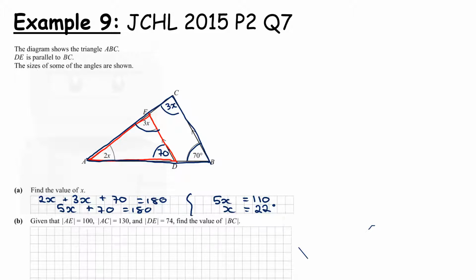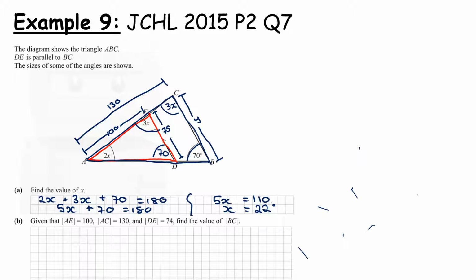So given that AE is 100, so there's 100 from A to E, okay, and AC, so from A all the way to C, that is 130. And DE, so this side here is 74, so that goes from here. Okay, find the value of BC. So we've already used x, I'm going to use y.